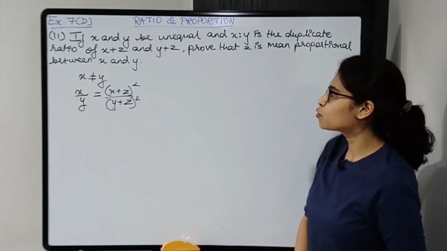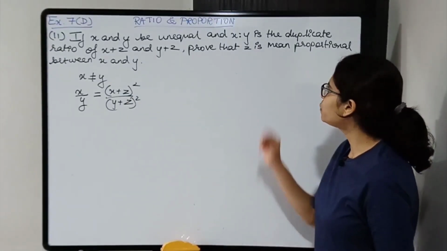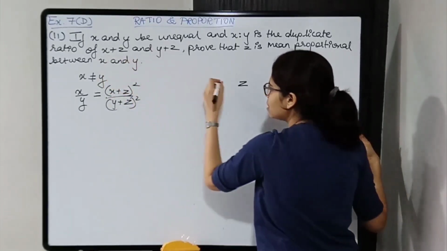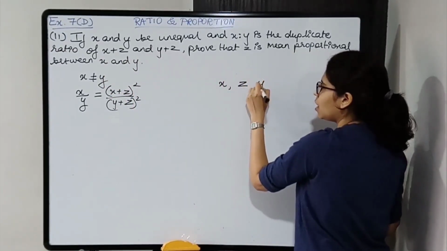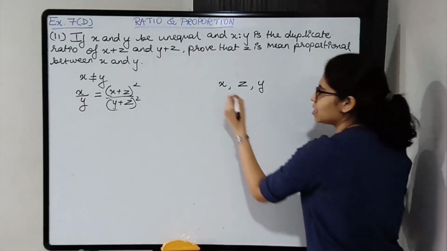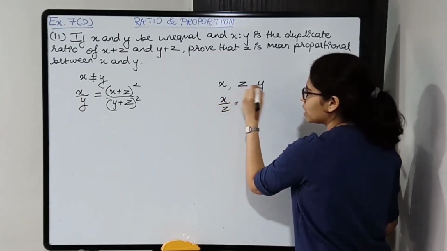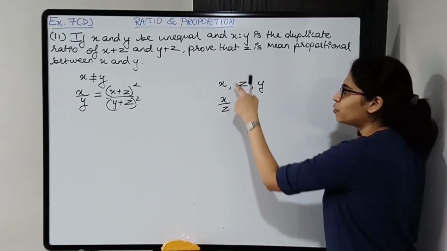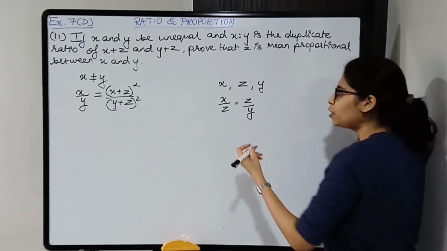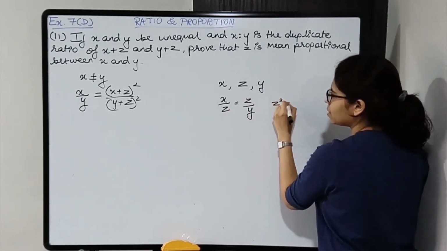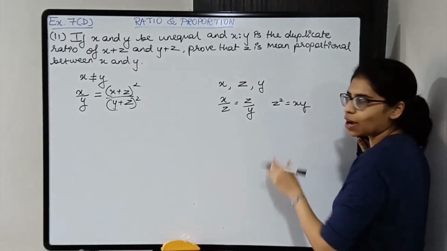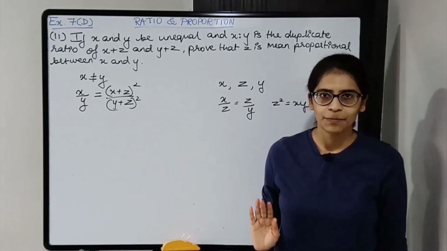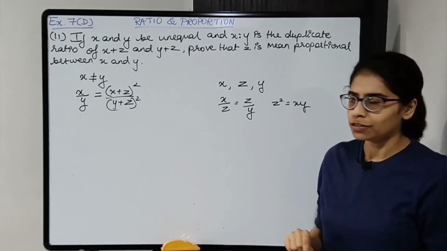Prove that z is mean proportional between x and y. So we need to prove z is in between x and y. So x is first, y is last, and z is in between. That is x upon z is equal to z upon y. So you need to prove this. If you prove this, it is proved that z is mean proportional between x and y. Or you need to prove z into z, that is z square, is equal to x into y, that is xy. So either prove this or this, then it will be proved that z is the mean proportional between x and y. Okay, so let's see how we'll solve.